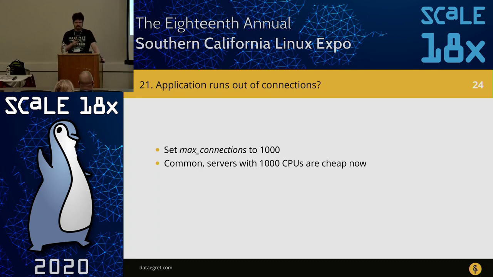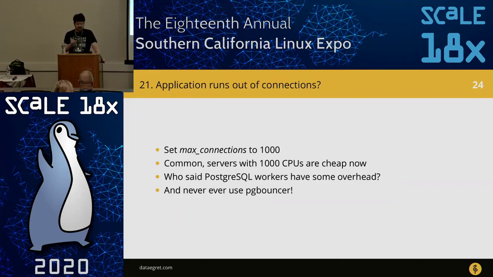Servers with 1000 CPUs are quite cheap now and very common, and Postgres is scalable to those figures. So just do that. If you run out of those connections, you can do 2000 and 3000 and even more. So more workers, more efficiency, no overhead. Just do this. Never ever use a tool called pgbalancer, because pgbalancer is a special tool made to deal with this situation. You remember, you don't need to use that.